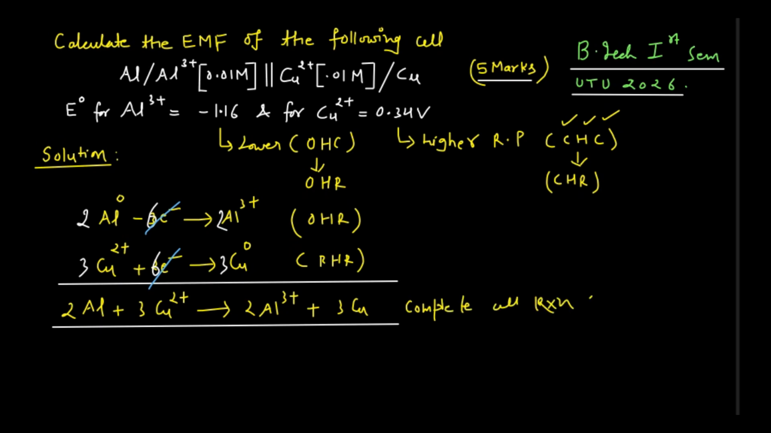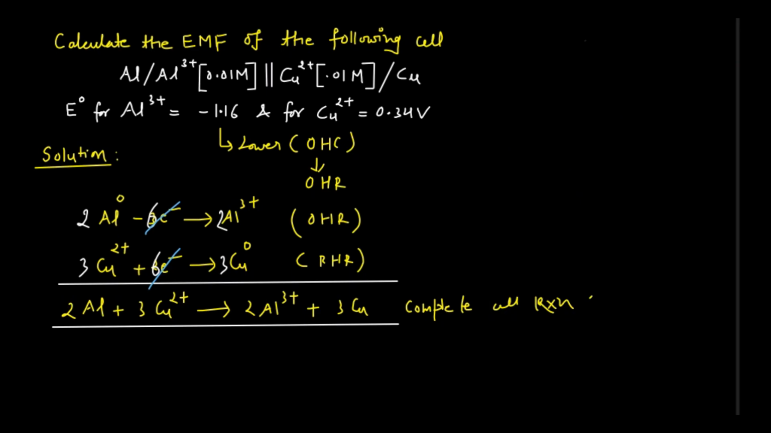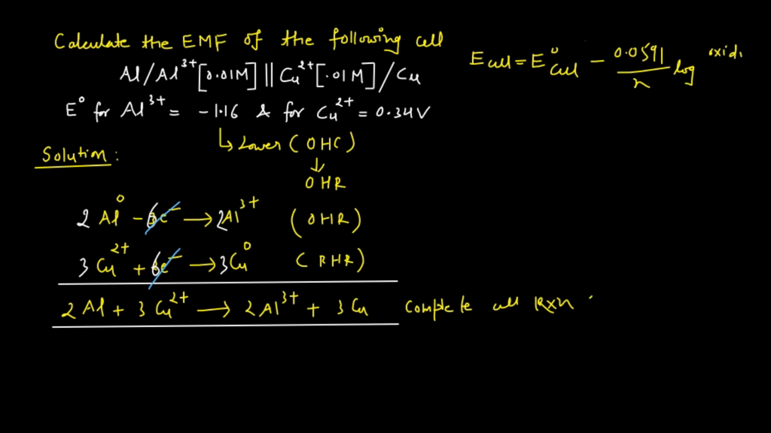Now you need to calculate the EMF of the cell, and for the calculation of the EMF of the cell, you need to use the Nernst equation. So your Nernst equation is, so I'm deleting this part because I need some space. So I'll write here Nernst equation. Nernst equation is E cell equals E standard cell minus 0.0591 over n, number of moles of the electrons, log of oxidized form of the metal divided by reduced form. This is how we can write.